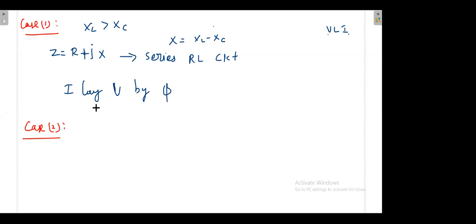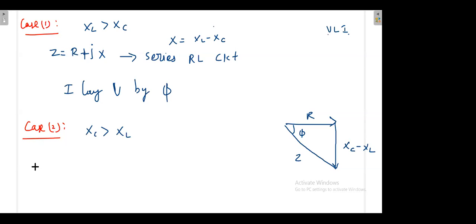Suppose it is the opposite way: if XC is greater than XL, and again this is your R. If XC is greater than XL, it will go to the negative side, the minus j side. Then this is your Z, and this is XC minus XL. Now this is phi. Z remains the same: mod Z is the square root of R squared plus (XC minus XL) whole squared.